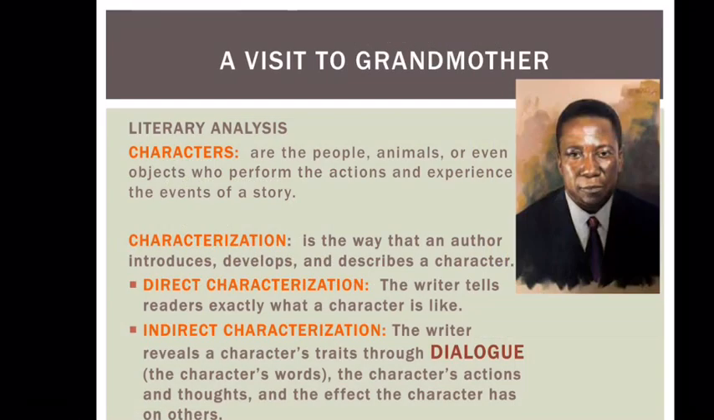For this time, the literary analysis is characters. The characters are the people, animals, or even objects who perform the actions and experience the events of a story. Writers use two main types of characterization to bring characters to life by revealing their traits and qualities. The first one is direct characterization. The writer tells readers exactly what a character is like. It's the author who makes explicit statements about characters' personality.